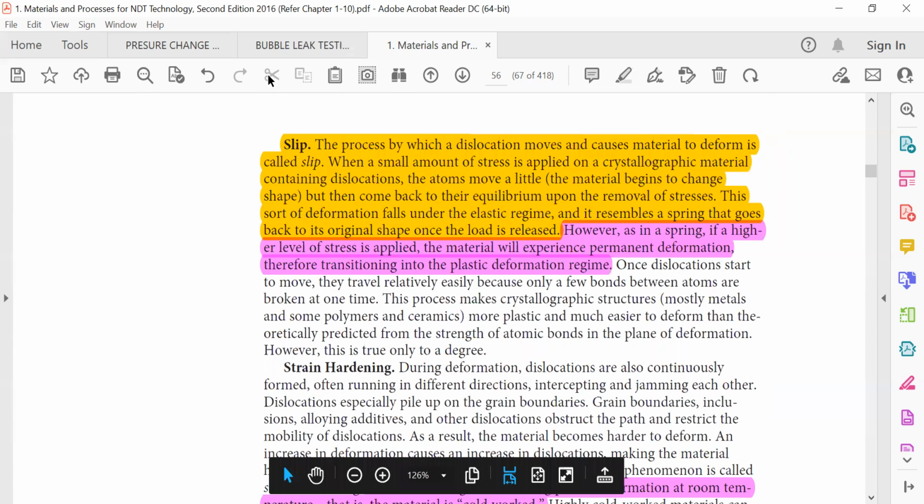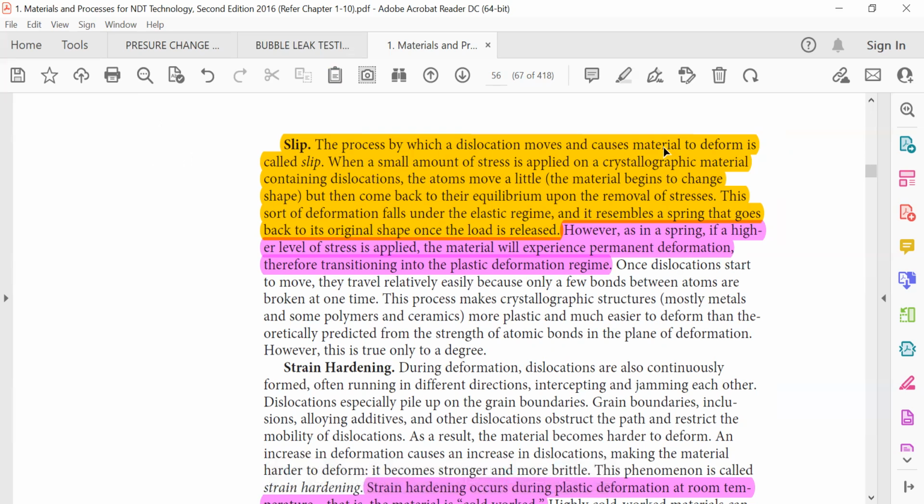Slip, that is the slip plane. The process by which dislocation moves and causes material to deform is called slip. However, as with a spring, if a high level of stress is applied, the material will experience permanent deformation.